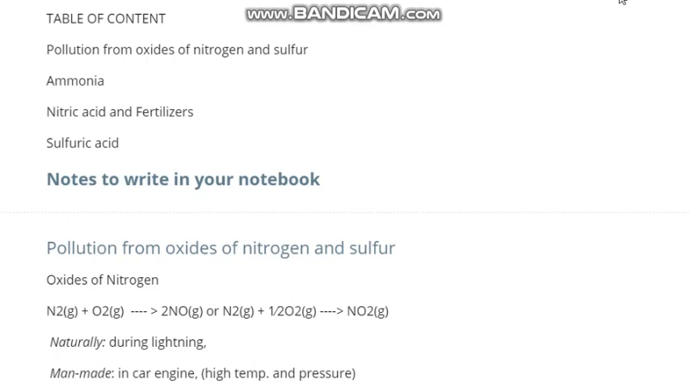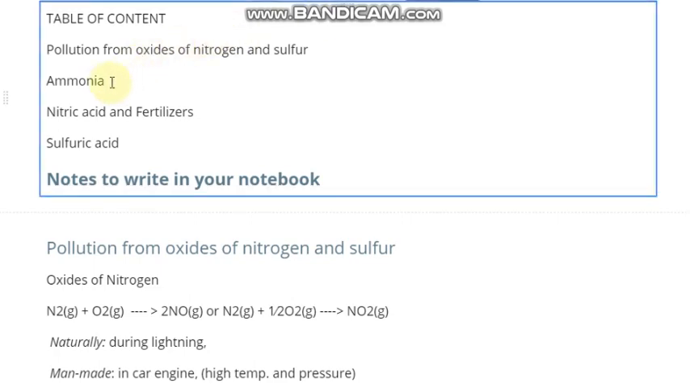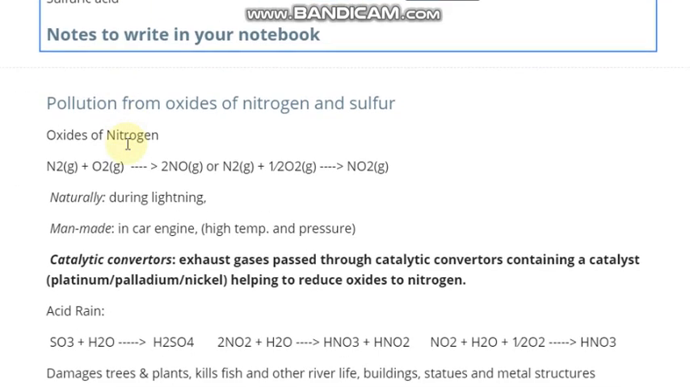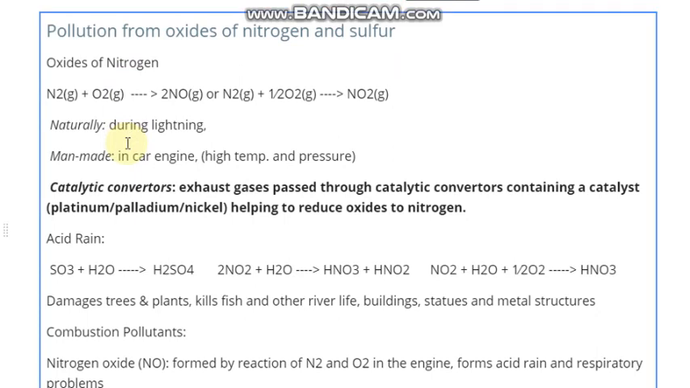In this video, we are going to focus on pollution from oxides of nitrogen and sulfur. We are going to cover the main and important uses of ammonia, nitric acid and the fertilizers. And at the end, we are going to cover the uses of sulfuric acid. Here we are with pollution from oxides of nitrogen and sulfur.